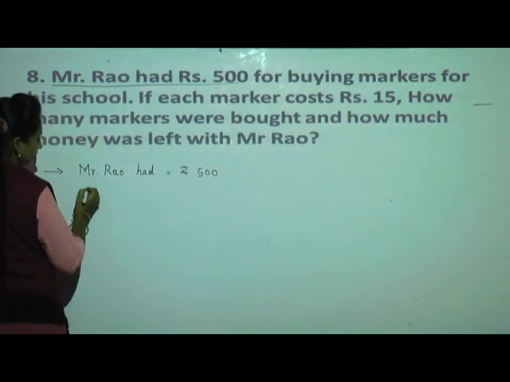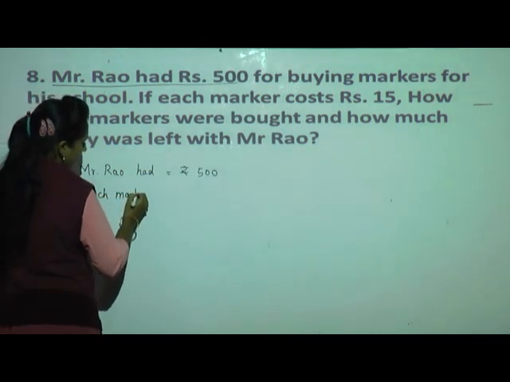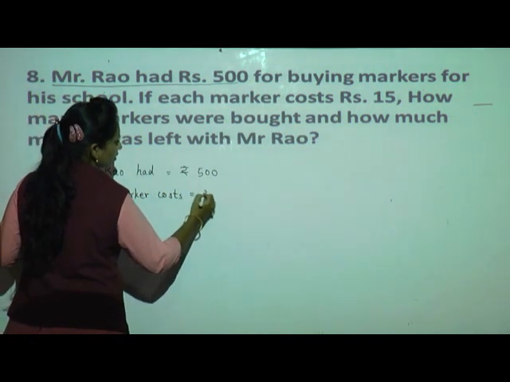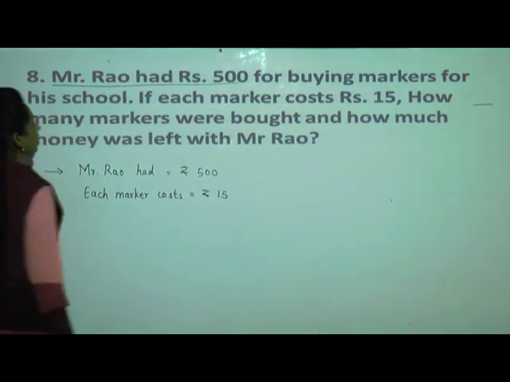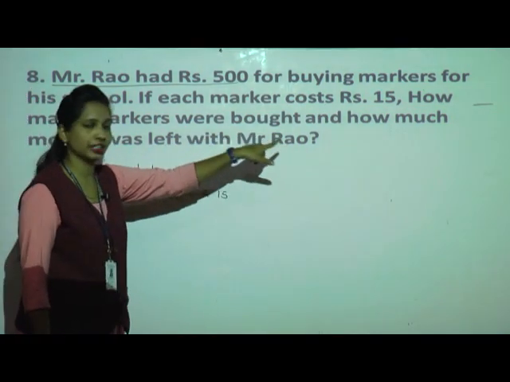So you can write each marker cost is equals to rupees 15. Now what we have to find out? How many markers were brought?